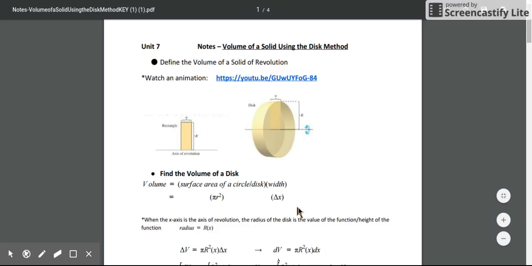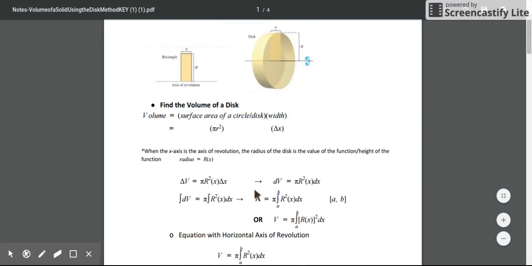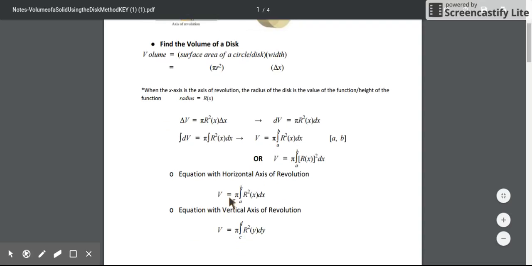So what does that look like in terms of a function? Well, remember that the height is the output of the function, and in this case, it represents the radius of our disk. So if I take our function and square it, rather than taking the radius and squaring it, and then I multiply by my change of x or my width, and then multiply by pi, then we get the volume of the disk. So the volume of a cylinder, in a lot more complicated calculus notation, becomes the volume of a disk, and it looks like this.